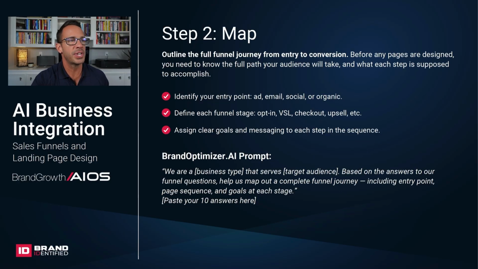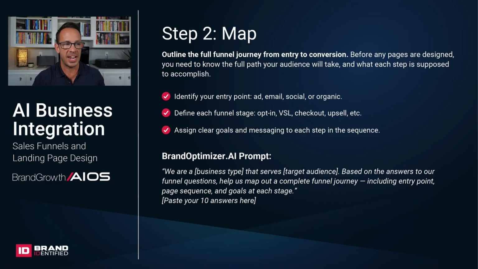So step number 2 here in this 6-step AI performance framework is to map. This is when you outline the funnel journey from entry to conversion. Before any pages are designed, you need to know the full path that your audience will take and what each step is supposed to accomplish. So identify your entry point, whether that's an ad, an email, social media content, or organic traffic.